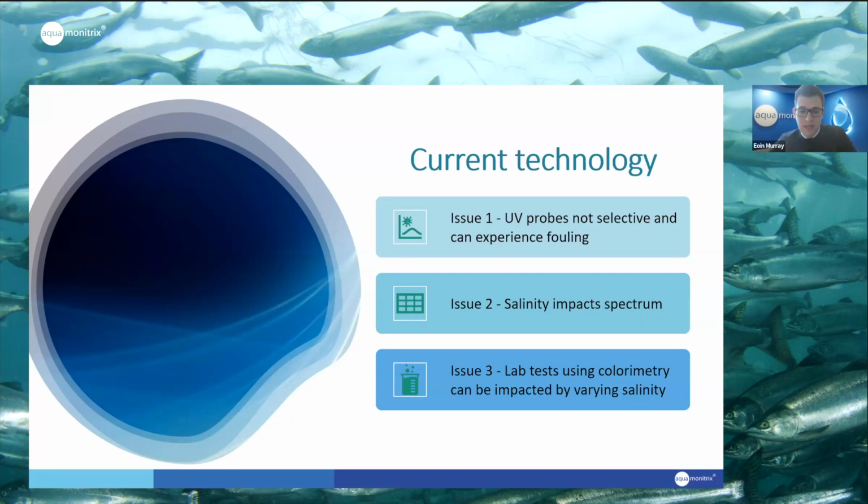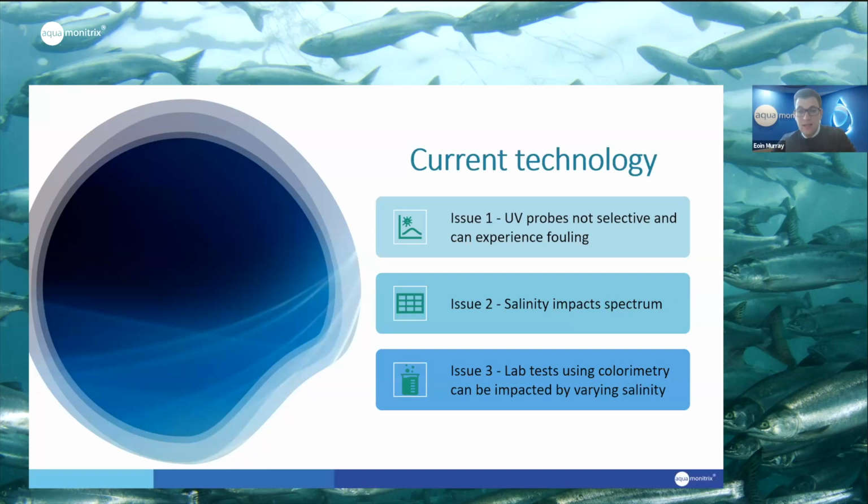Another key issue is salinity. Of course, within RAS, salinity can change. Not only can you have freshwater RAS systems, but fully saline ones, and often within a freshwater RAS system, salinity can change over time. So salinity has a big impact on performance when using UV probes.